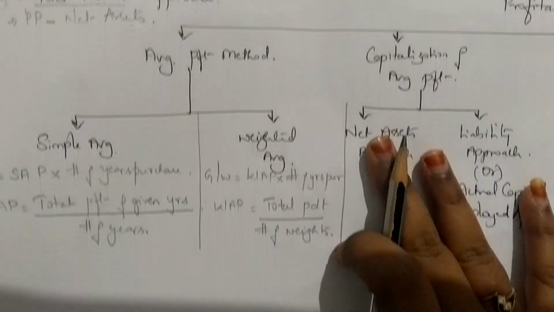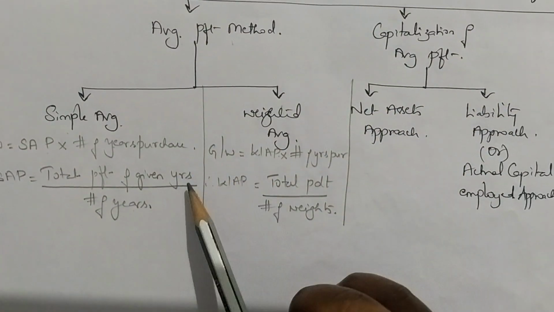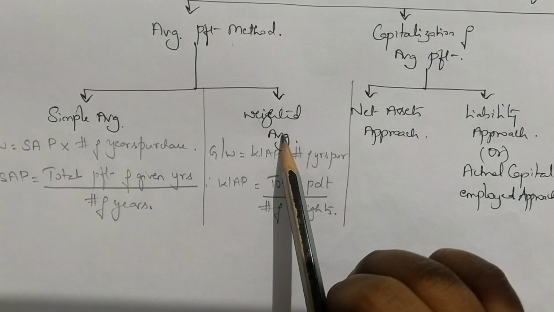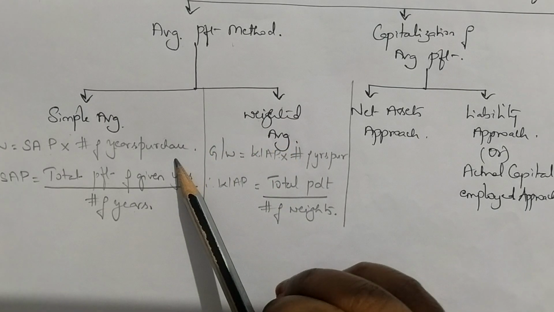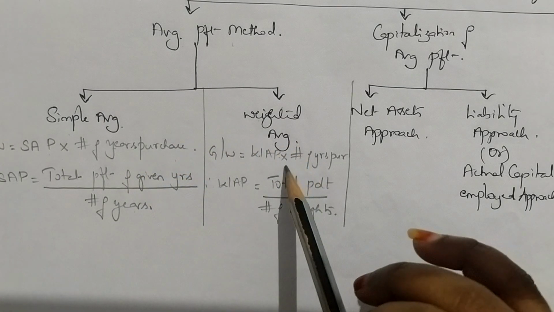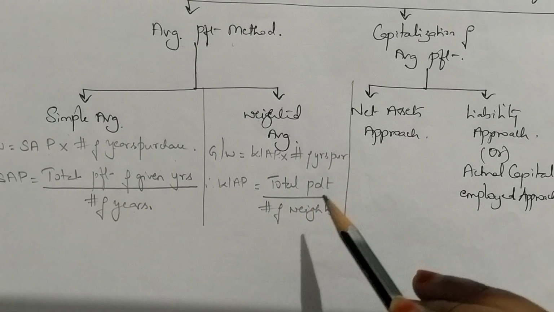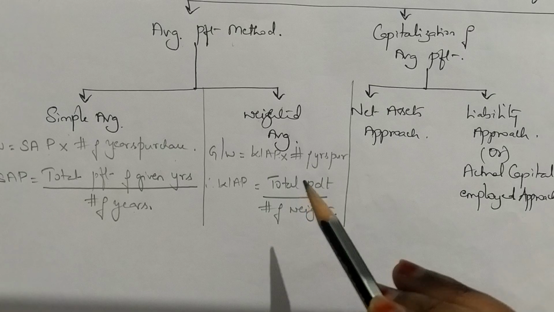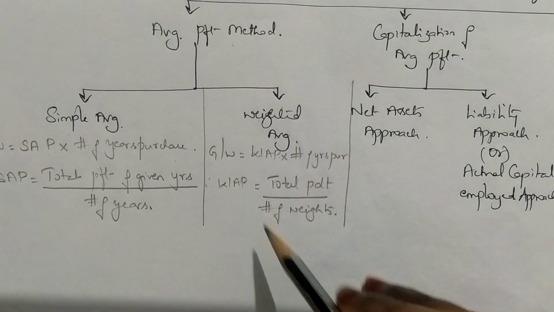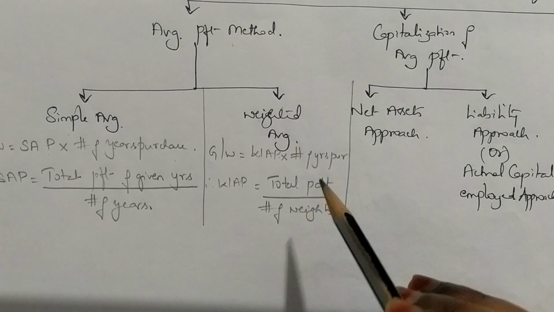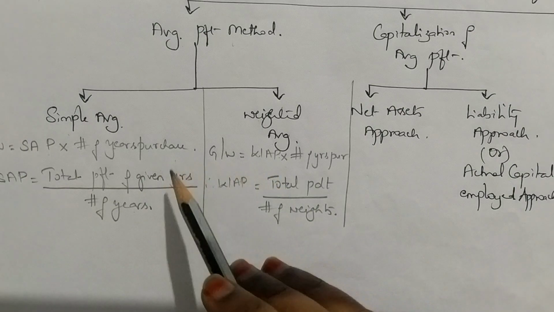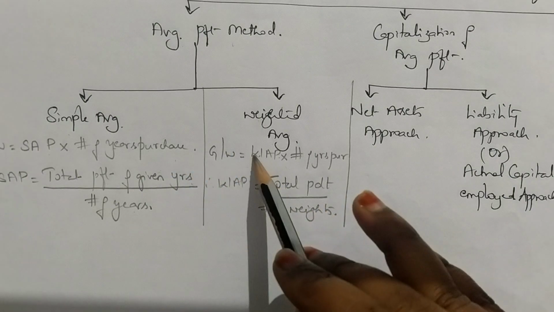Okay, I hope all are clear with the first two methods, that is simple average and weighted average. What formula you're supposed to use for simple and for weighted, and we had also covered problems where you have to do some kind of adjustments for the previous year's profit and then go ahead in applying the formula. So I hope the videos of these two methods were clear.